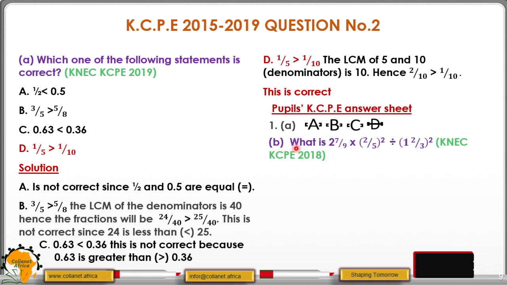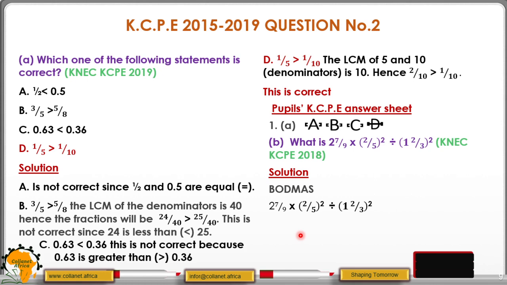Then we have what is 7/3, multiplied by 2/5 squared divided by 2/3 squared. This is according to KNEC KCPE 2018 question number 2. In this case, you look at BODMAS: brackets, division, multiplication, addition, subtraction. So we have to deal with the brackets first, then we go to division, and finally we go to multiplication.